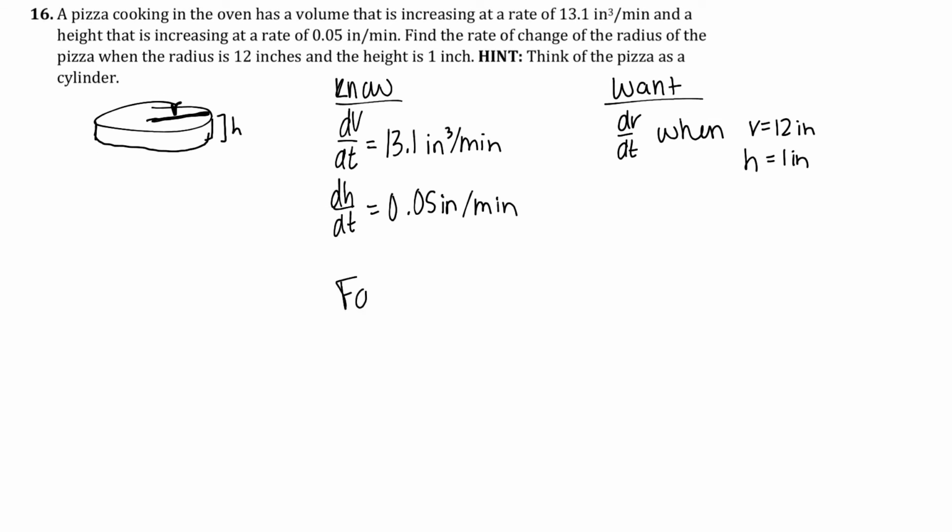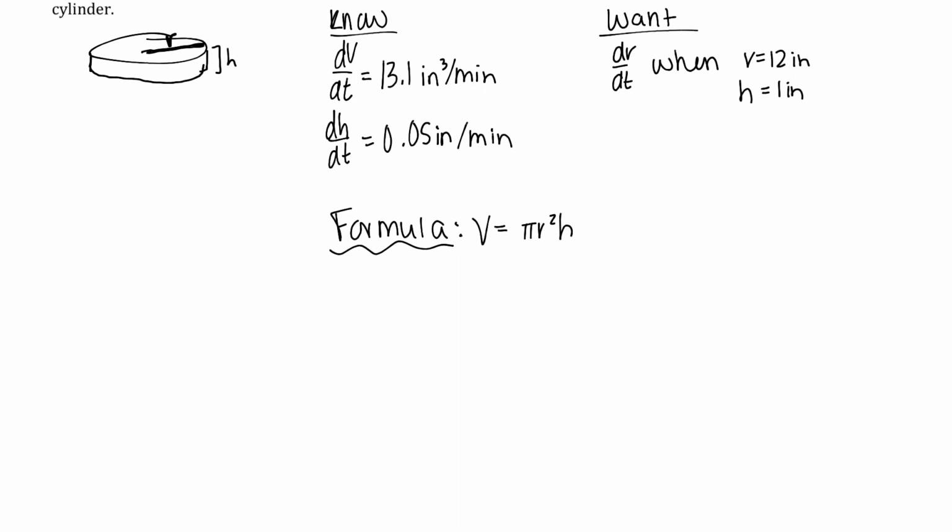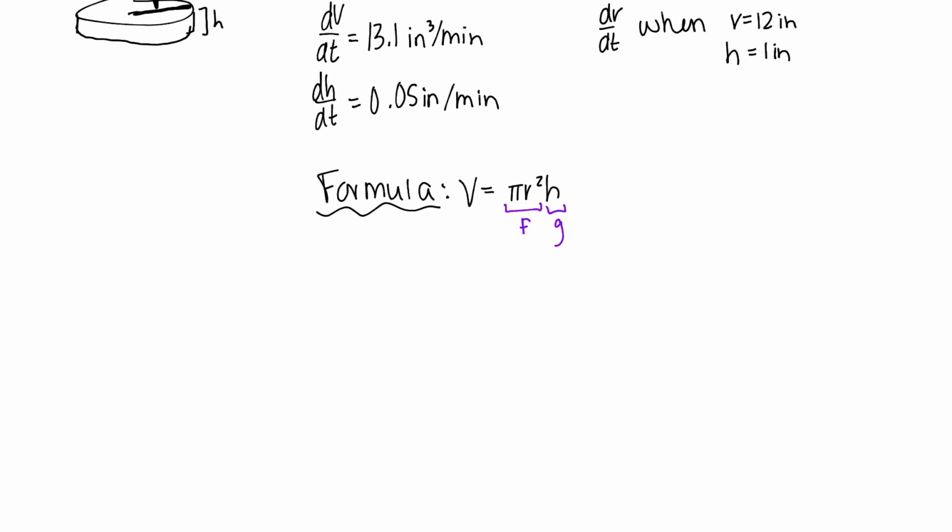So the formula that we want that relates volume, height, and radius all together is going to be the volume of a cylinder. The volume of a cylinder is pi r squared h. We have to be careful here. Because you have an r squared and an h being multiplied together, this is actually going to end up being product rule. So when we go to take this derivative, when we differentiate on both sides, we have to do product rule there.